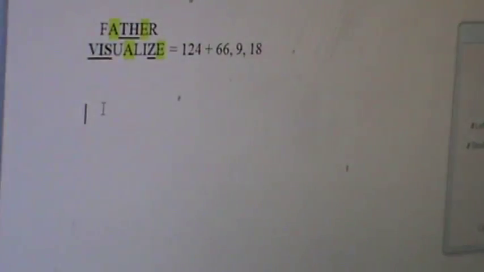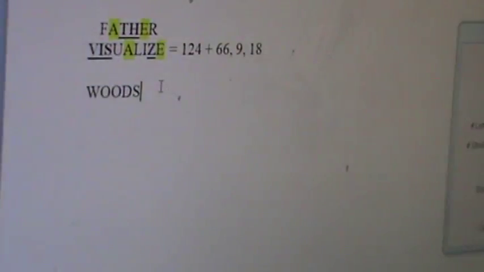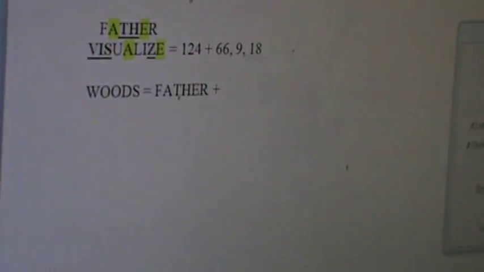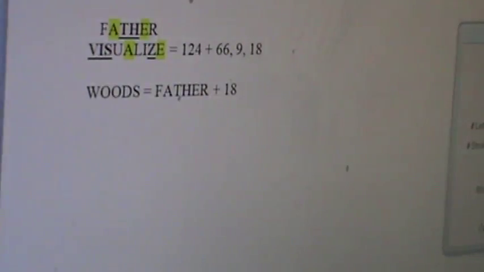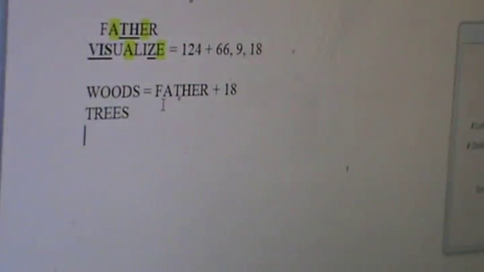Should we solve the woods? The woods. You always knew there was something special there. The woods, trees, it's also Father. Alright, this has been most epic.